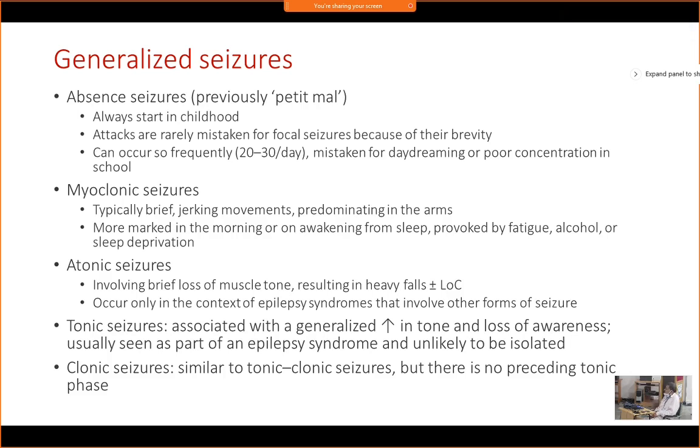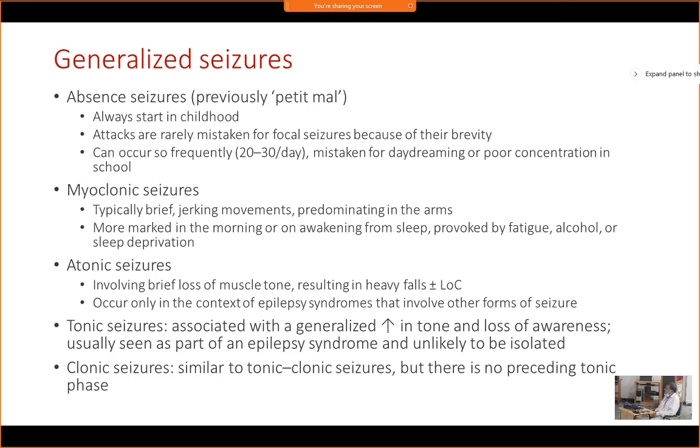Then there is myoclonic seizure, atonic seizure, then tonic seizures. Myoclonic is simply myoclonus. Atonic involves brief loss of muscle tone, which may lead to a fall because the muscles become totally flaccid. It may be associated with loss of consciousness, or even without loss of consciousness, these people may tend to fall. There might be tonic seizures, or there may be only isolated clonic seizures.